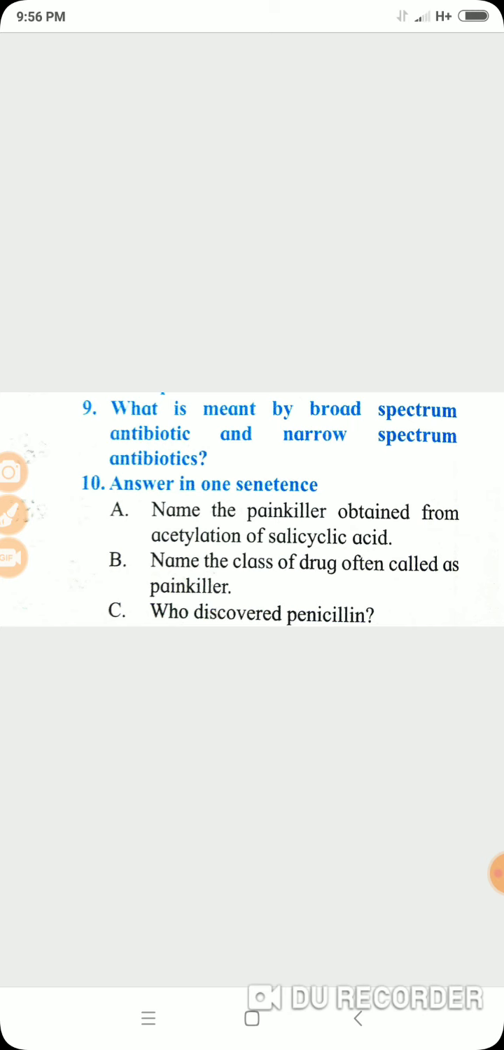Next, B: Name the class of drugs often called painkillers. The drugs used as painkillers are called analgesics. The class is analgesics. Next, C: Who discovered penicillin? Everyone knows that penicillin was discovered by Alexander Fleming in 1929.